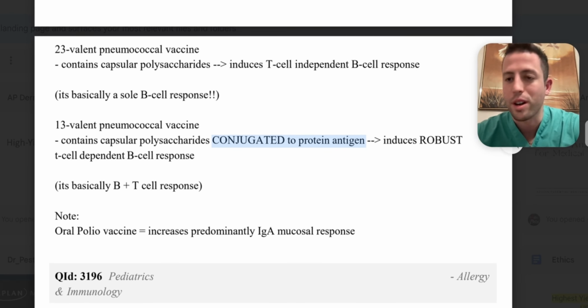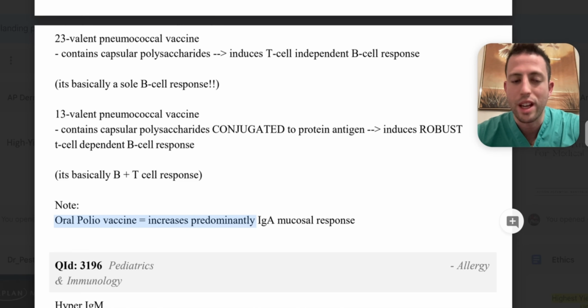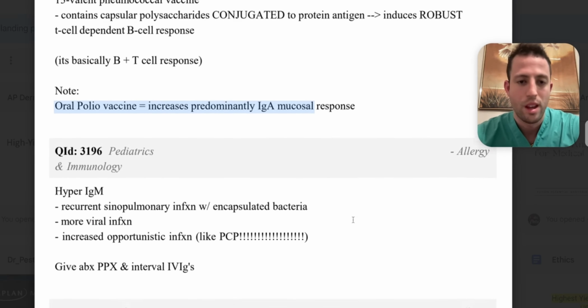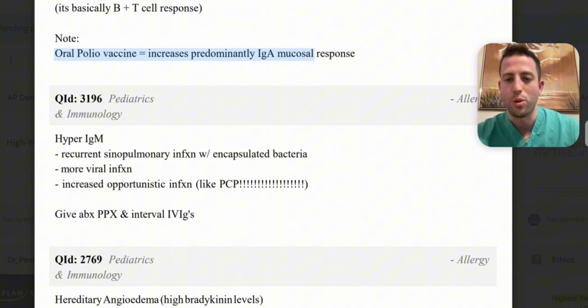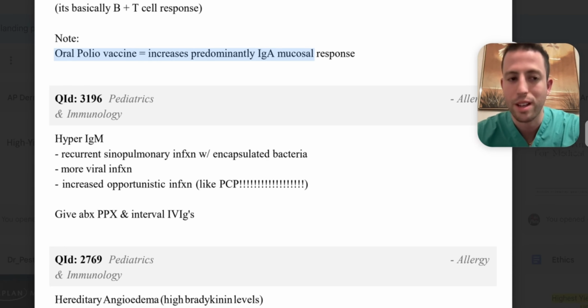I know it's not a great mnemonic, but sometimes just hearing somebody reason it out loud will help that stick. And something I wanted to note here is the oral polio vaccine will increase predominantly the IgA mucosal response. So those are some high yield vaccine points. I'm going to litter in our lecture here with some memorization heavy topics like vaccines, just to make sure that you guys can hear that a couple times as well to sink that into your memory bank.